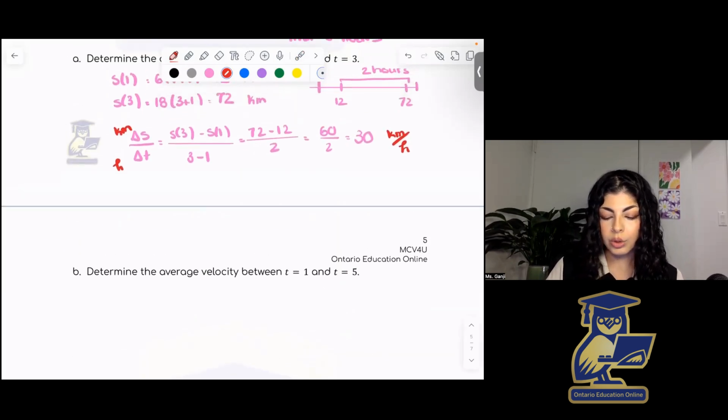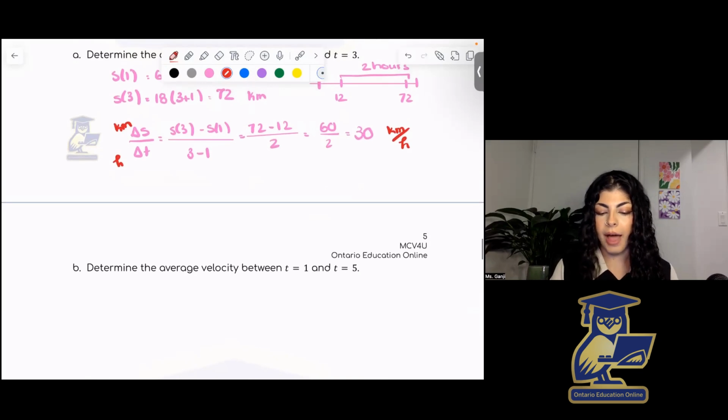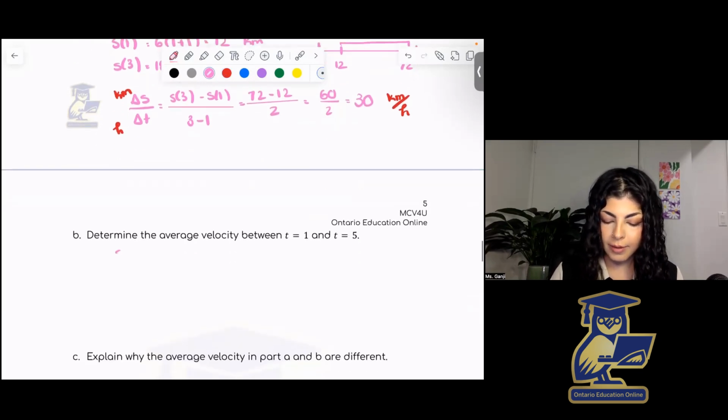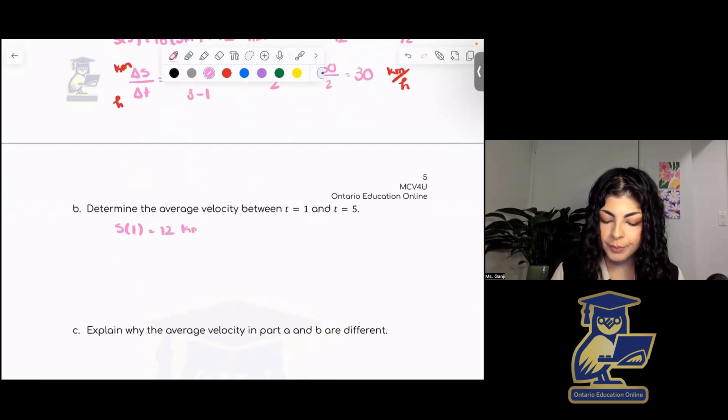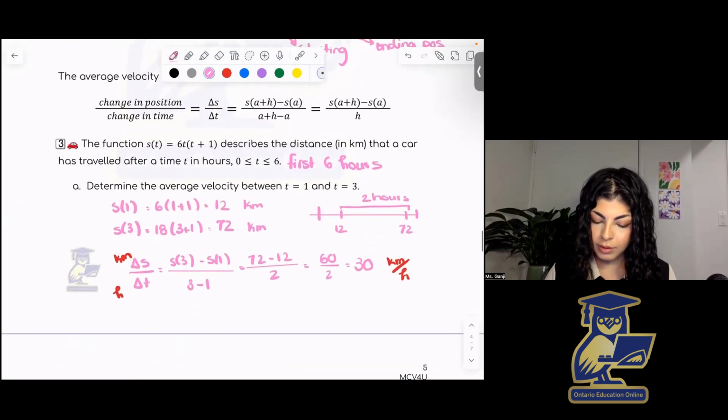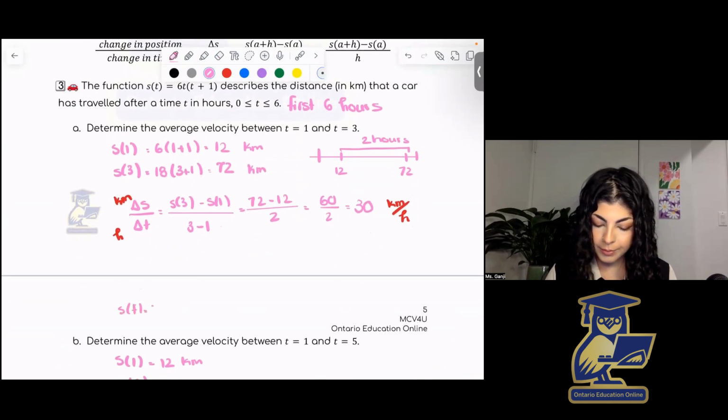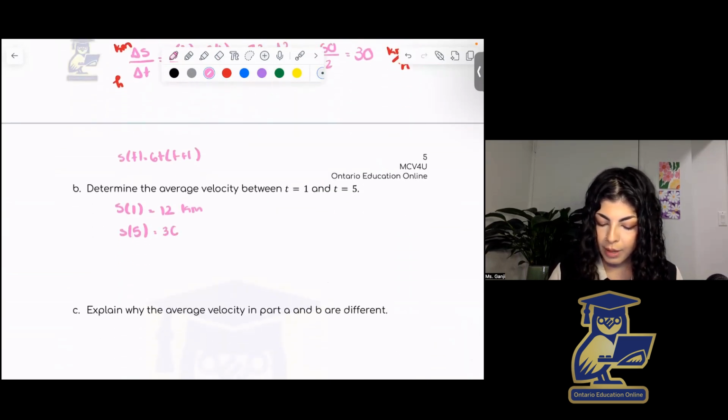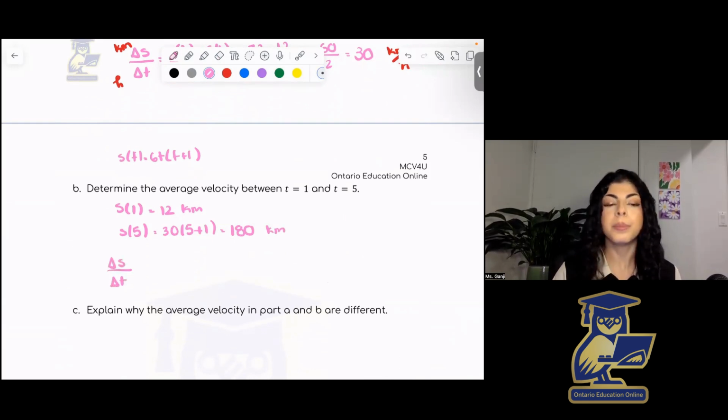Now we are also going to try the average velocity between time 1 and time 5. And it's a little bit easier for us because we already have s of 1 equal to 12 kilometers. So now we will just find s of 5, which I'm just going to rewrite this here. So substituting 5, we have 180 kilometers.